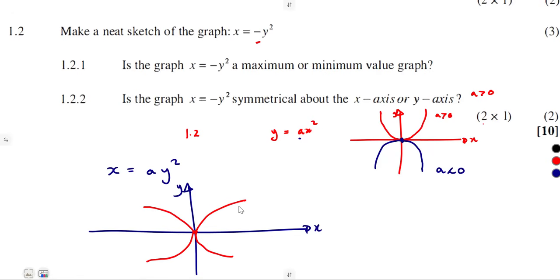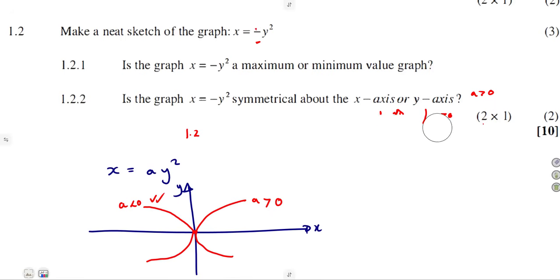So where a is greater than 0, this is the side that we must expect. And where a is less than 0, we are going to have our shape this side. So in our case, there's a negative there, guys. So we are talking about this.